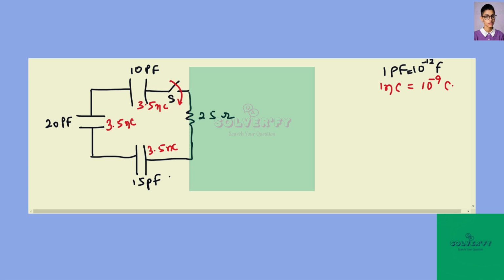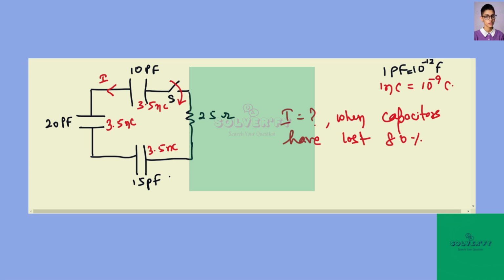Now the switch is closed, and after this we need to figure out the current in the circuit. Let us say I is the current, and we need to find out the current in the circuit when the capacitors have dissipated, or we can say lost, 80% of the initial energy.